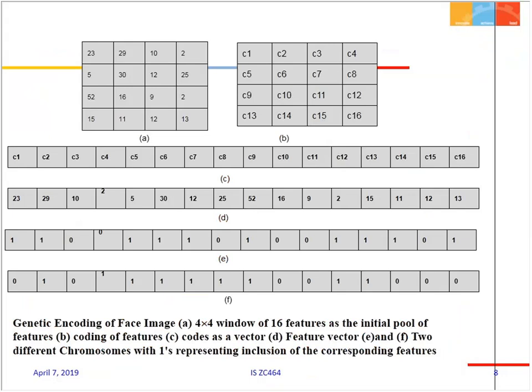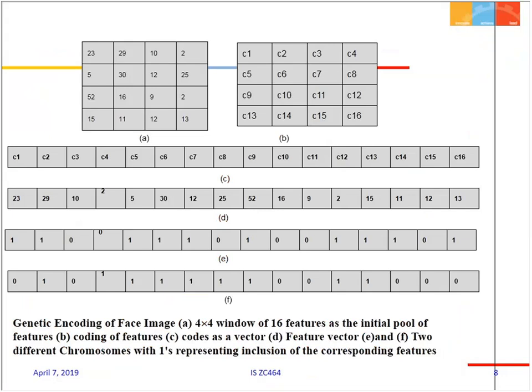Let us say the arrangement is like this: C1, C2, C3, C4, etc. are the locations, and if we linearize this square piece of an image, then what do we get? We get 23, 29, 10, 2, 5, 30, 12, etc. as the pixel values.